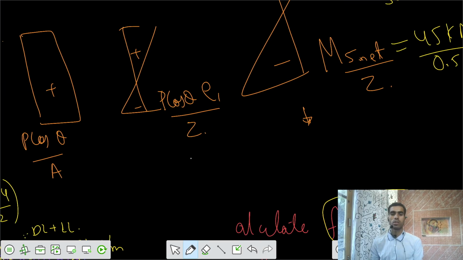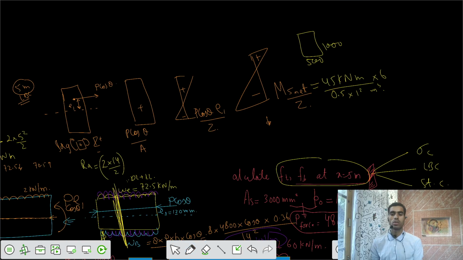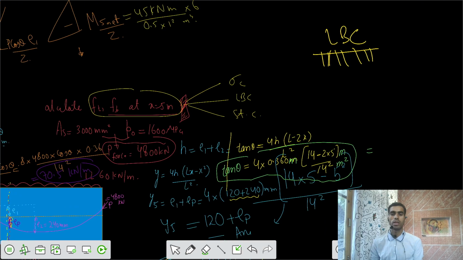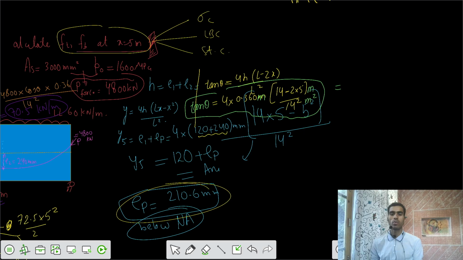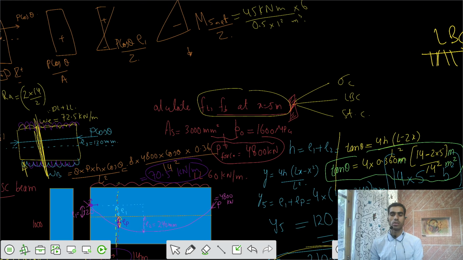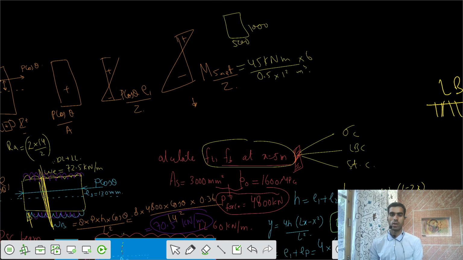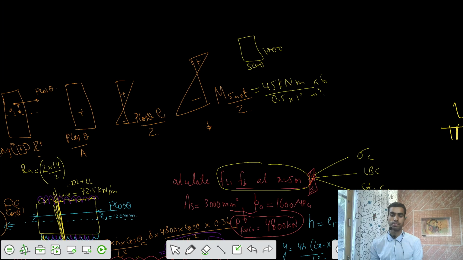I can solve this one. P cos theta, we already know how to get cos theta. Theta was 1.683, and cos theta we can solve for that. So we already know, let's go for that.